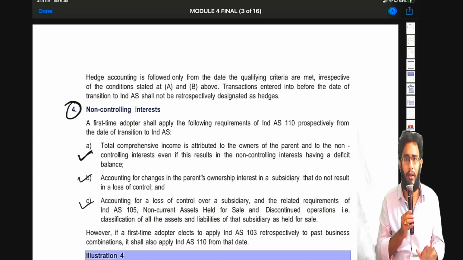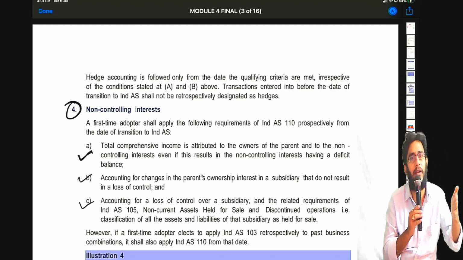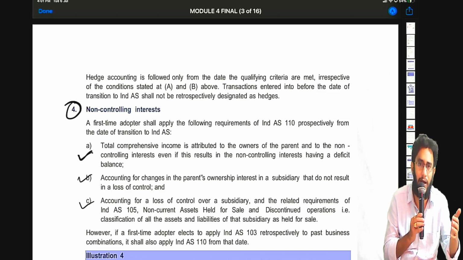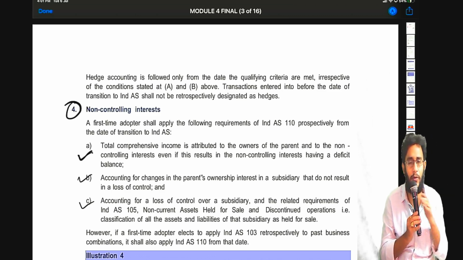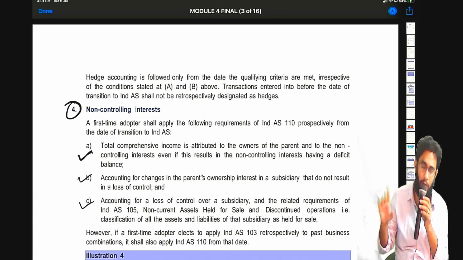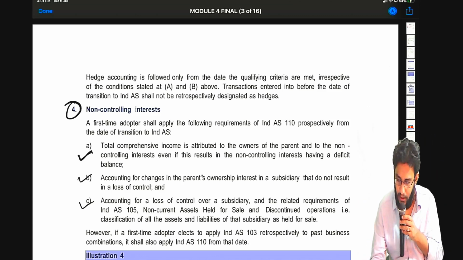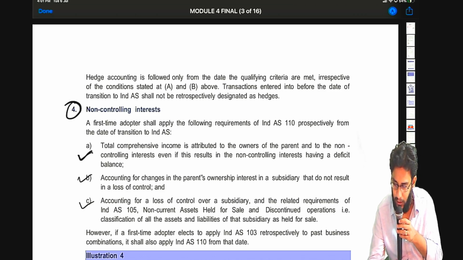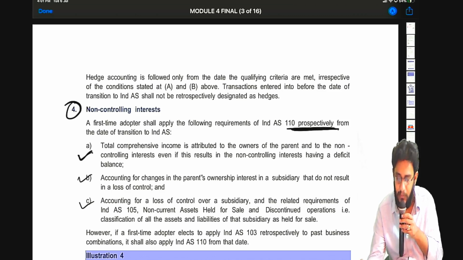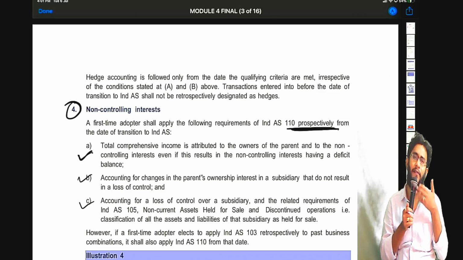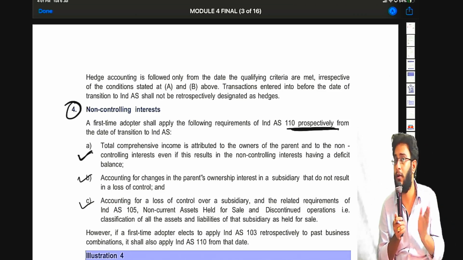Such accounting you have to do only prospectively. Once you migrate to Ind AS, you are not supposed to do it retrospectively. Okay, let's read this. A first-time adopter shall apply the following requirements of Ind AS 110 prospectively from the date of transition. Hereafter, after transition date onwards, you apply, not before.